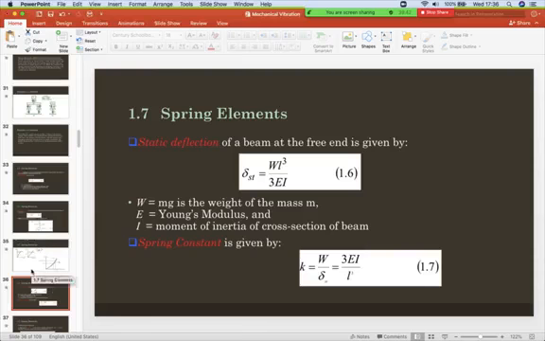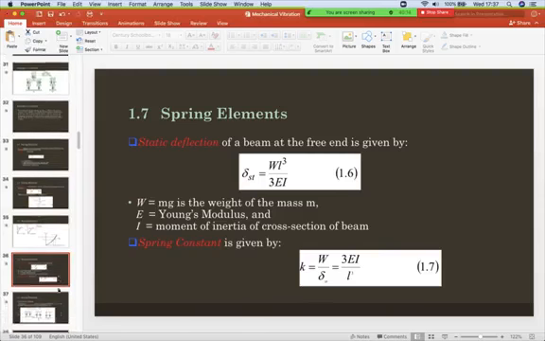Okay, we have another formula. Static deflection is WL³, that is the weight equals mass times g, acceleration, times I, the moment of inertia, divided by E, Young's modulus. And the spring constant is given by k = W over delta, or 3EI over L³, where I is the moment of inertia.